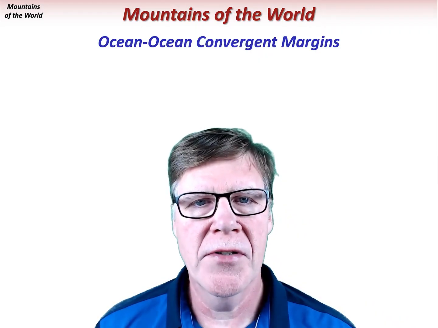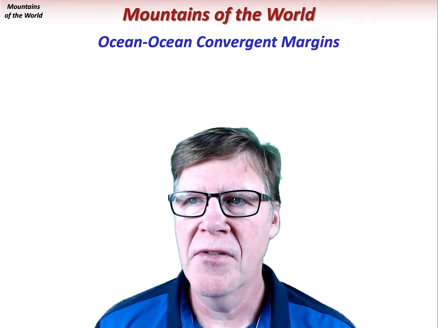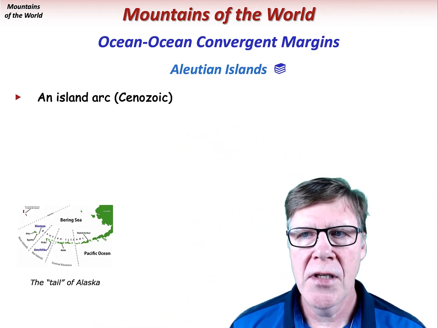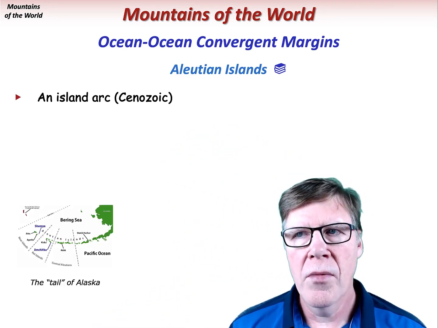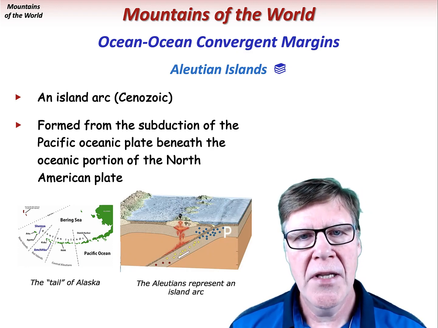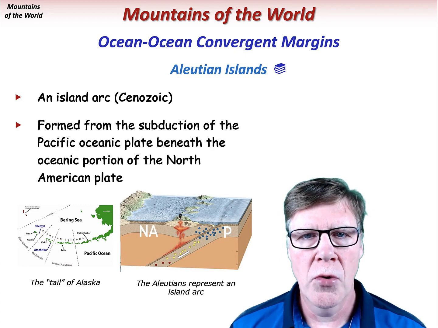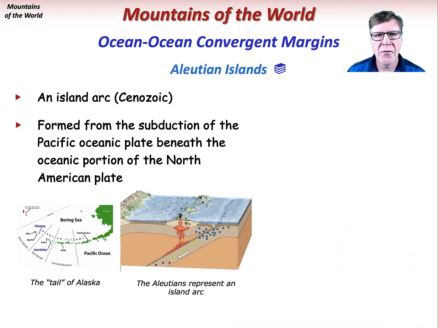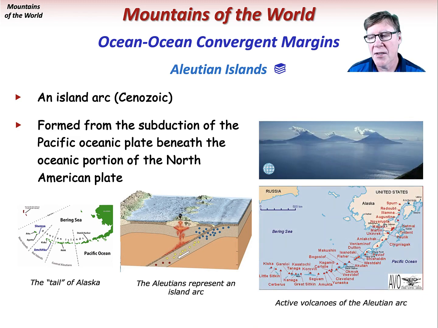Ocean-ocean convergent margins include many examples of island arc mountains. The Aleutian Islands are a Cenozoic island arc formed from the subduction of the Pacific Oceanic Plate beneath the oceanic portion of the North American Plate. The Aleutians form most of the tail of Alaska and include many active stratovolcanoes, like those in the islands of the Four Mountains.